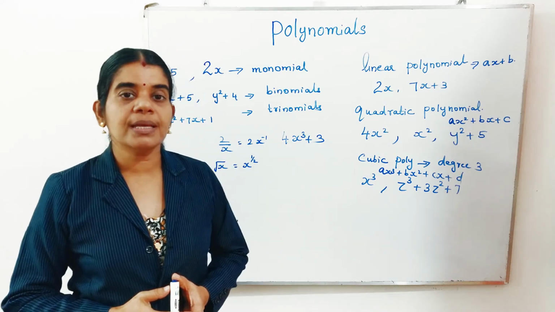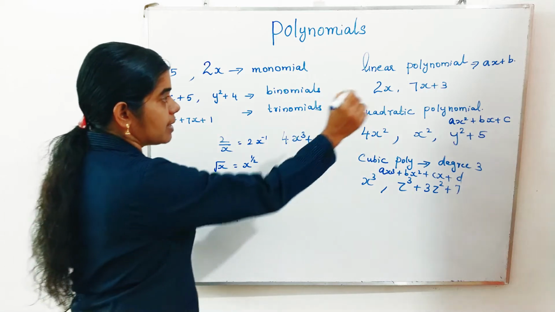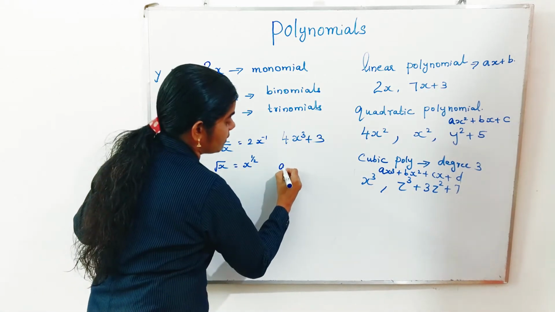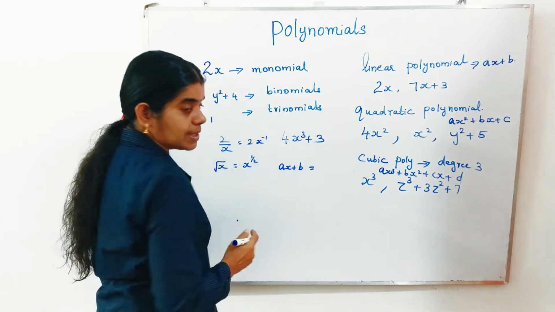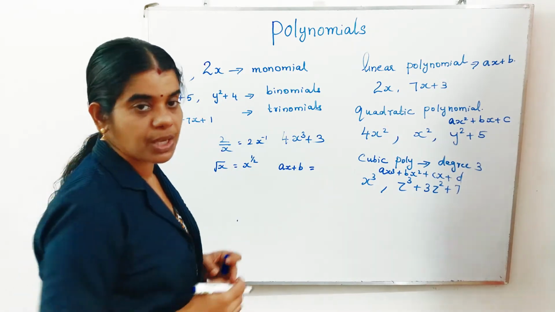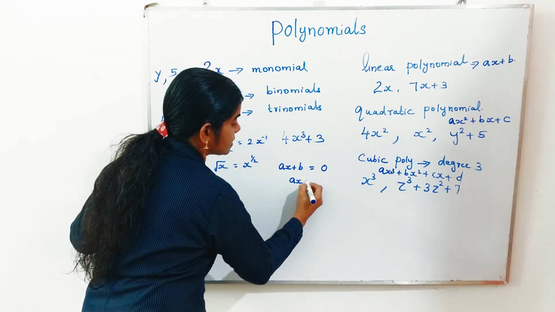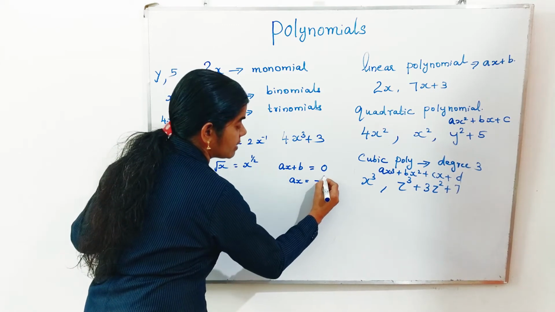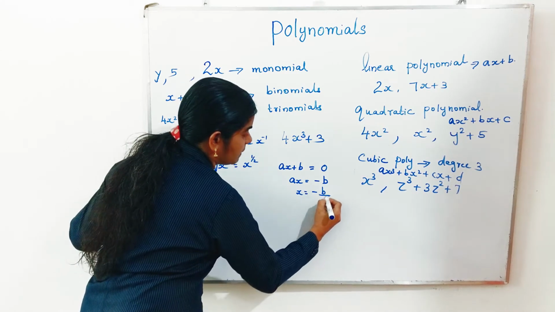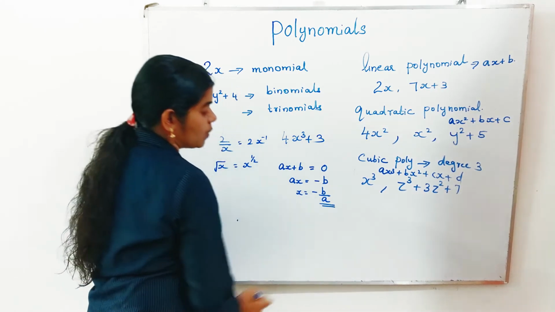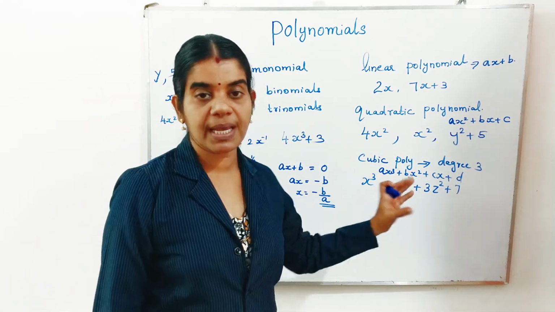Then for finding the zeros of a linear polynomial, I already told that ax plus b will be the general form of a linear polynomial. We set the given polynomial equal to 0. ax plus b equal to 0. Then ax is equal to minus b. x is equal to minus b by a. So the zero of a linear polynomial will be minus b by a.